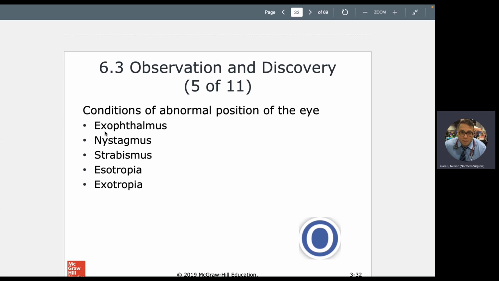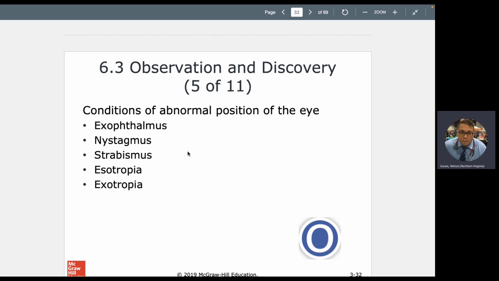Exophthalmos, ex is the prefix that means out of. This happens usually in hyperthyroidism. It is a structure or condition of. Ex is out of, ophthal means eye. Nystagmus is when your eye, your eyeball, twitches. It's the best way to put it.